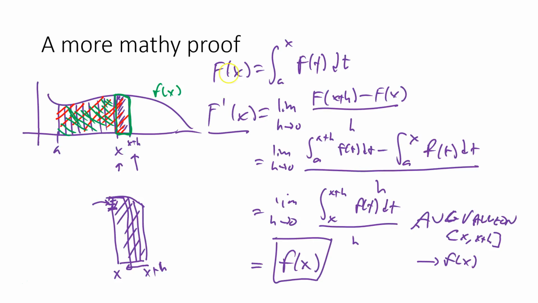So really all you do is, if you have capital F of x equal to this accumulation function, and you want the derivative, you just dump the x into the function value right there where the t is. That's weird.